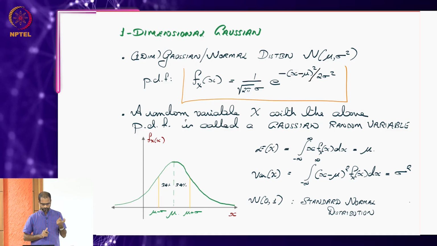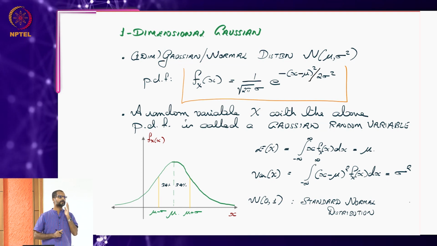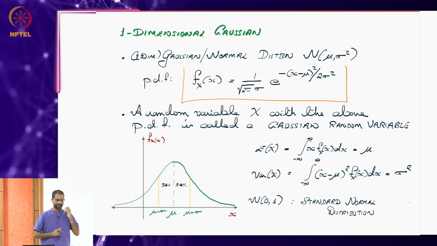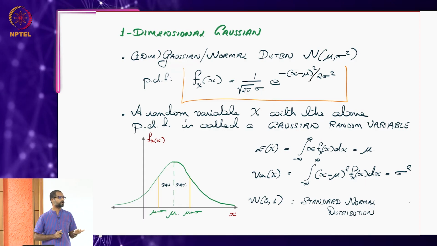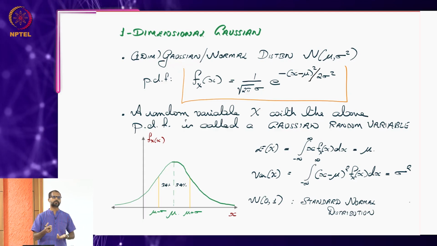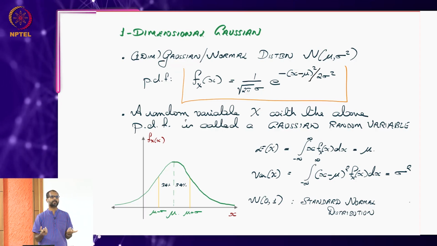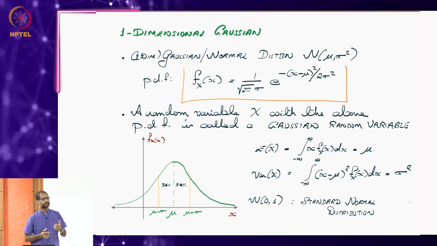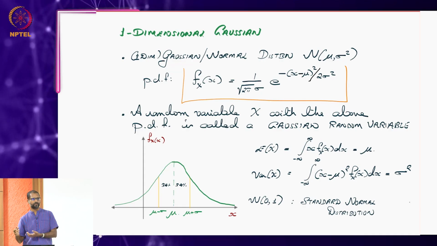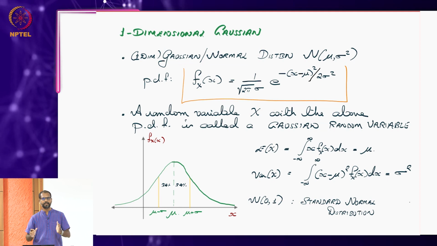First thing to note about this is that it is a continuous distribution, unlike a coin toss or throwing a die. In a coin toss or throwing a die, you have only finitely many possibilities, but this is a continuous random variable in the sense that it can take values from a continuous set. In this particular case, it can take any value between minus infinity and infinity, but not with the same probability. The probability kind of varies in this fashion.